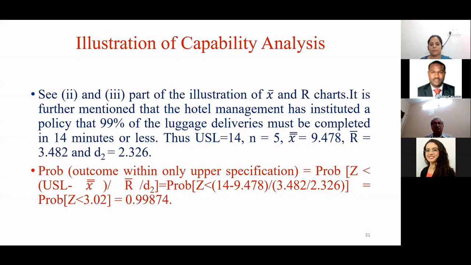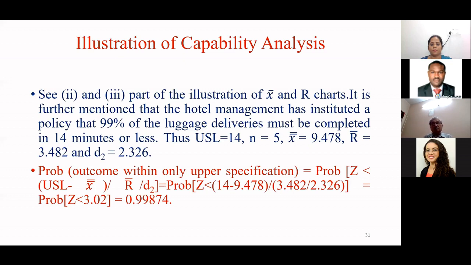Next, see the second and third parts of the illustration of the X-bar and R chart. It is further mentioned that the hotel management has instituted a policy that 99% of the luggage delivery must be completed in 14 minutes or less. Here USL is 14, n is 5, X double bar is 9.478, R bar is given as 3.482, and d2 is a constant equal to 2.326.